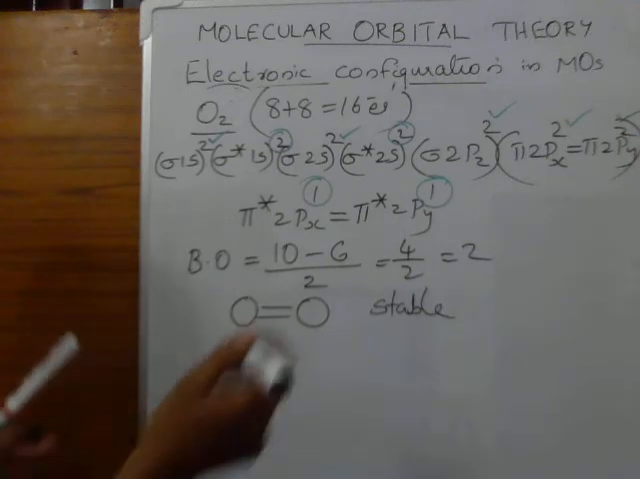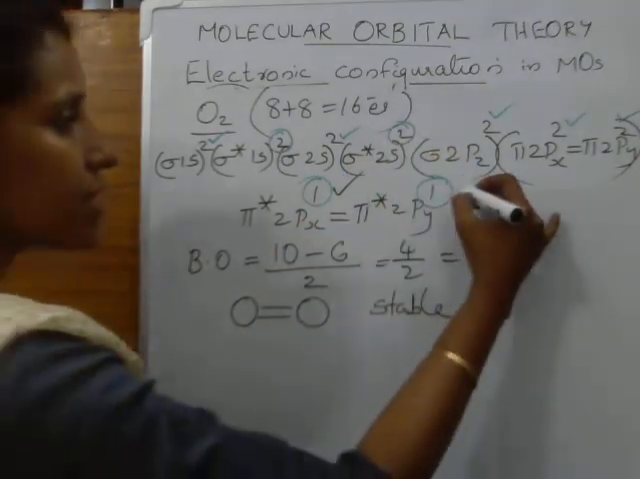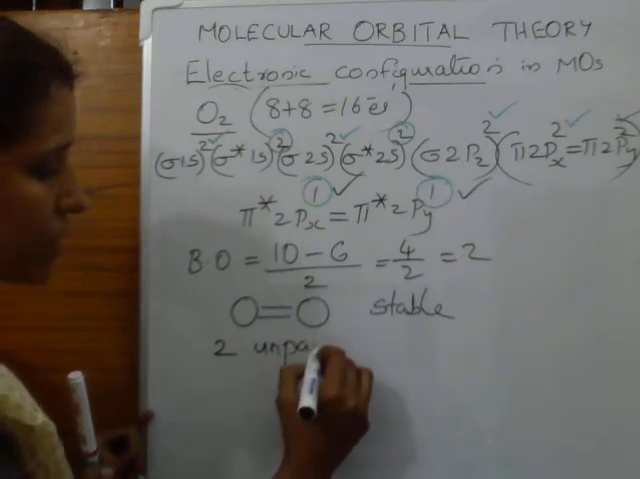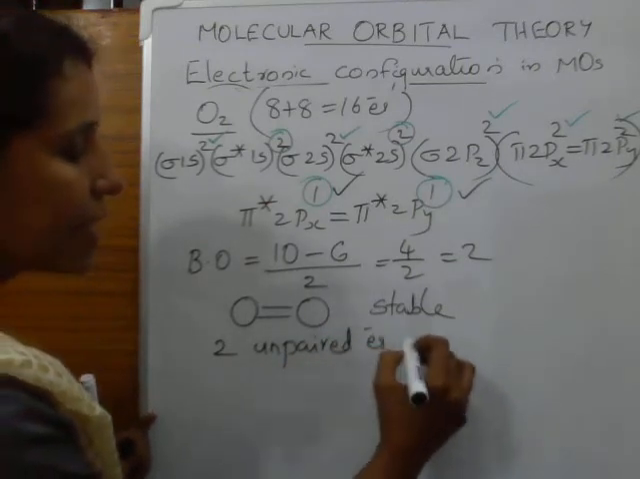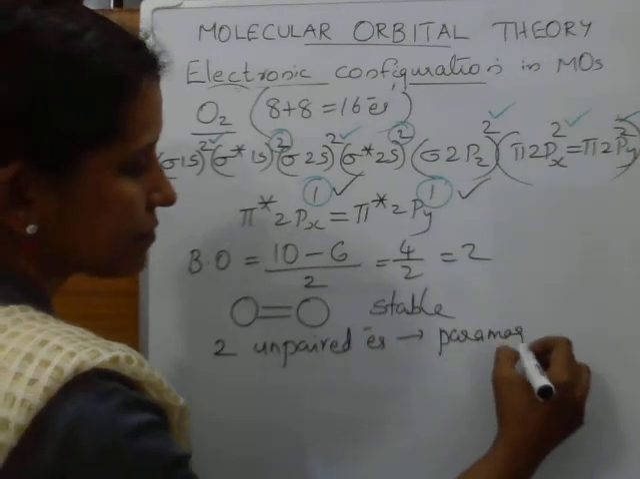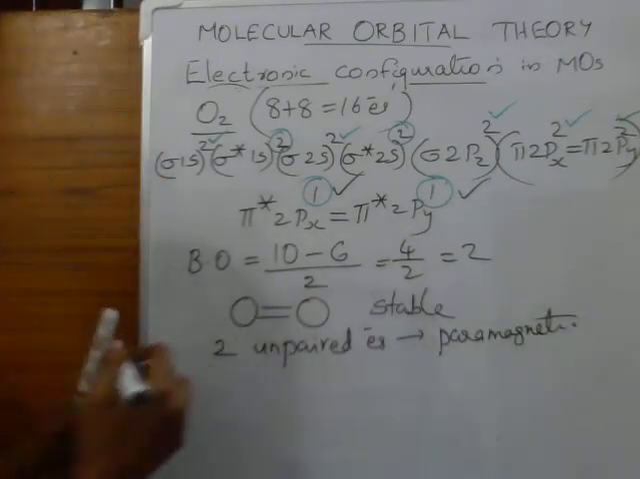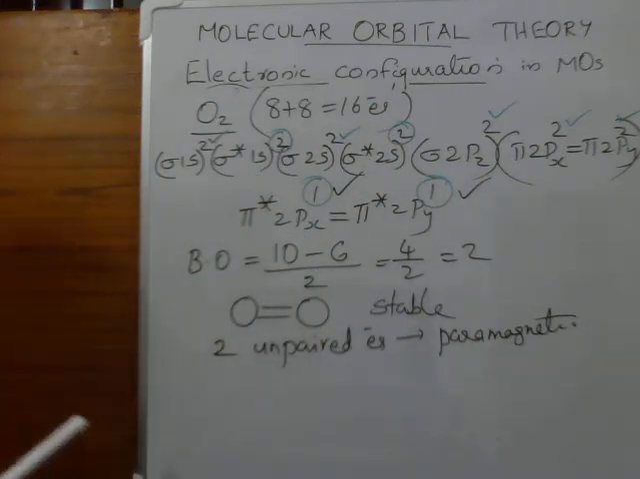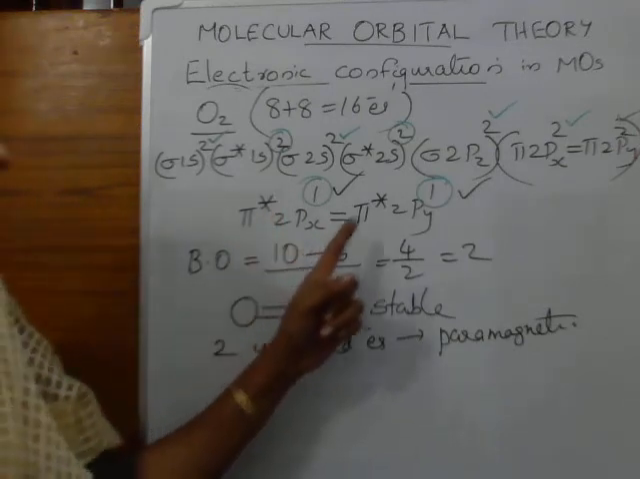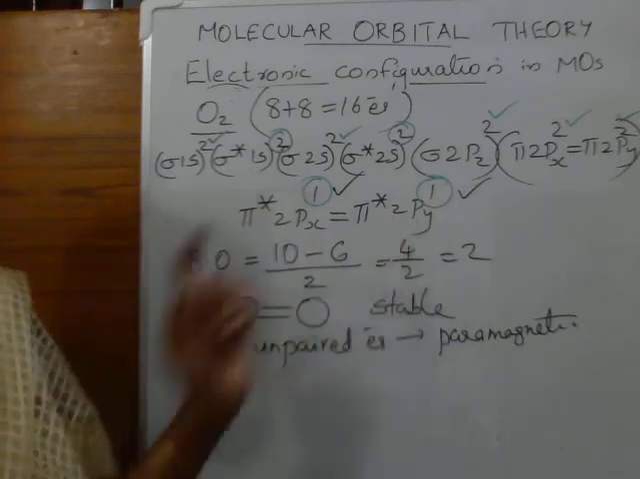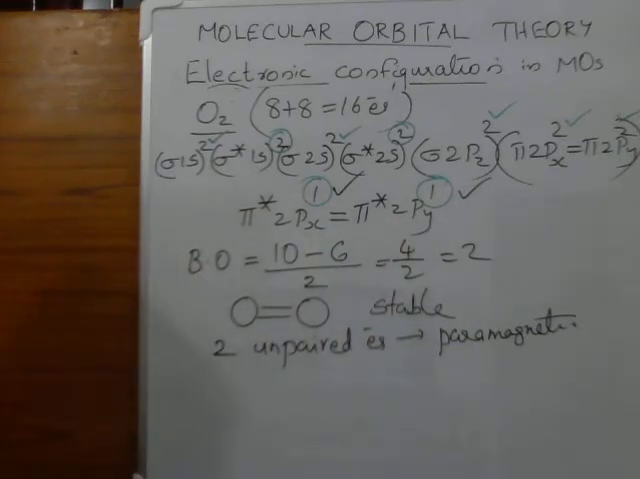How many unpaired electrons are here? This is an unpaired electron, this is an unpaired electron. There are 2 unpaired electrons present. Hence, the O2 molecule is paramagnetic. It contains an even number of electrons, 16 electrons, but it is paramagnetic because it contains 2 unpaired electrons in its antibonding pi star 2px and 2py molecular orbitals.